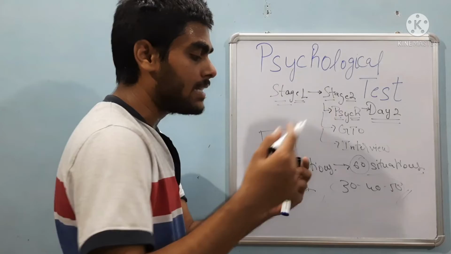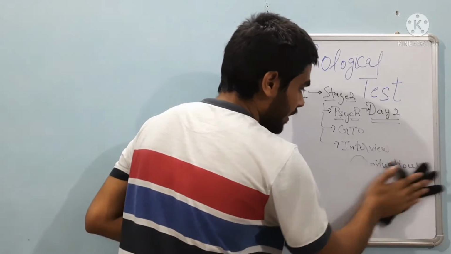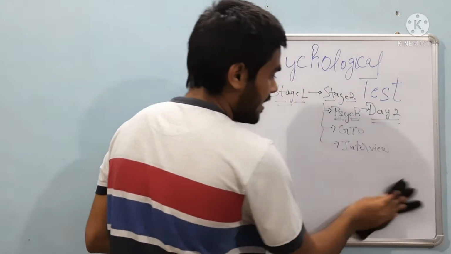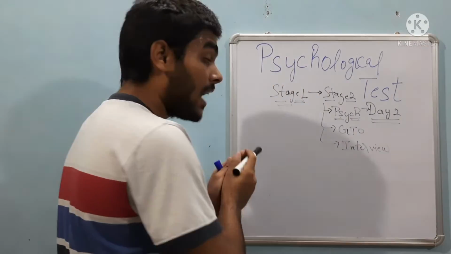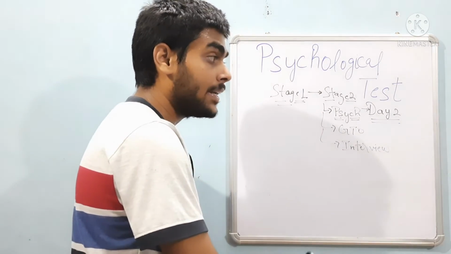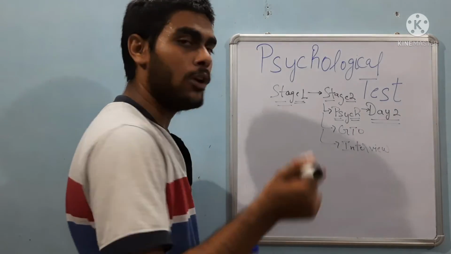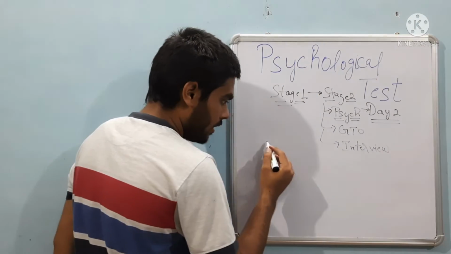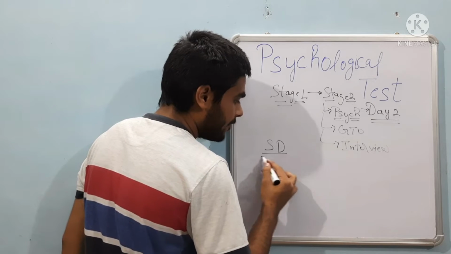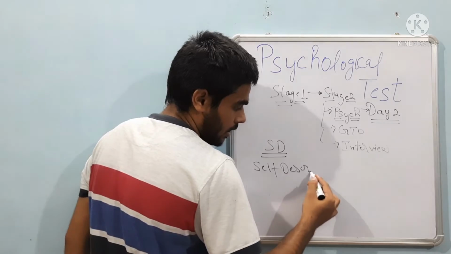After completing SRT, you will get the last test of this series, SD. These tests are in series. After completing one test, you have to automatically jump onto the next test. That is, there is no time for rest. So the last test is SD, that is self-description.